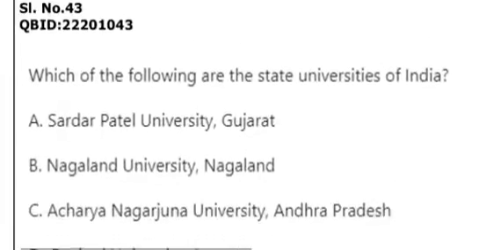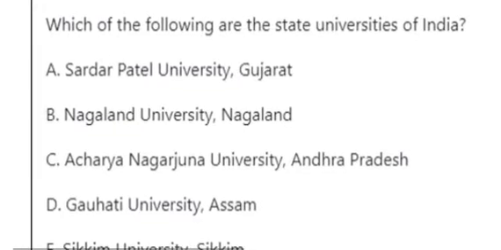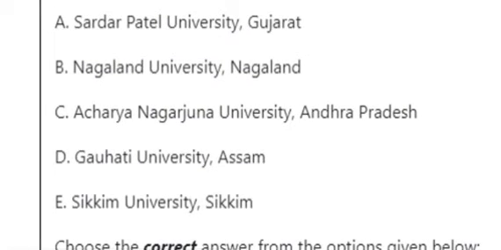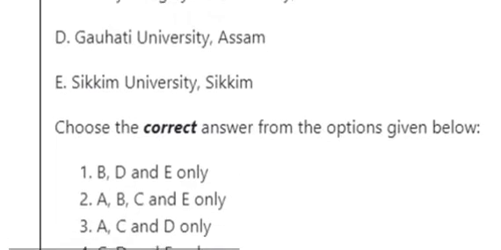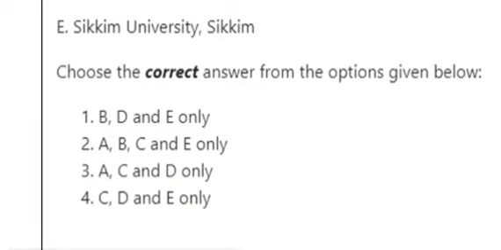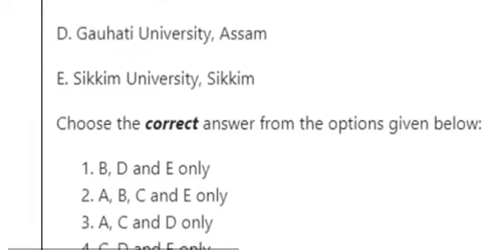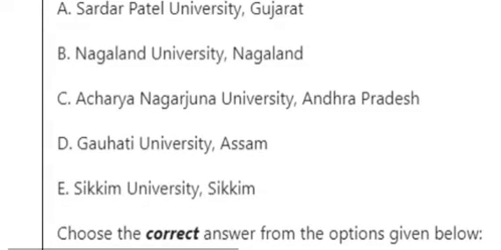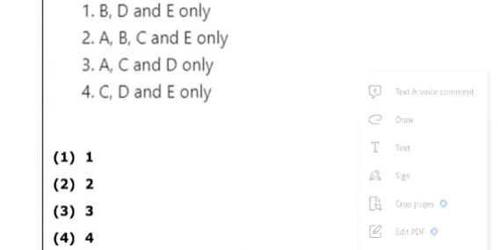43 is saying, which of the following are state universities of India? A, Sardar Patel University, Gujarat; B, Nagaland University, Nagaland; C, Acharya Nagarjuna University, Andhra Pradesh; D, Guwahati University, Assam; E, Sikkim University, Sikkim. Options: B, D and E; A, B, C, D and E; A, C and D only; C, D and E only. 43, correct option of this question will be number C, A, C and D.